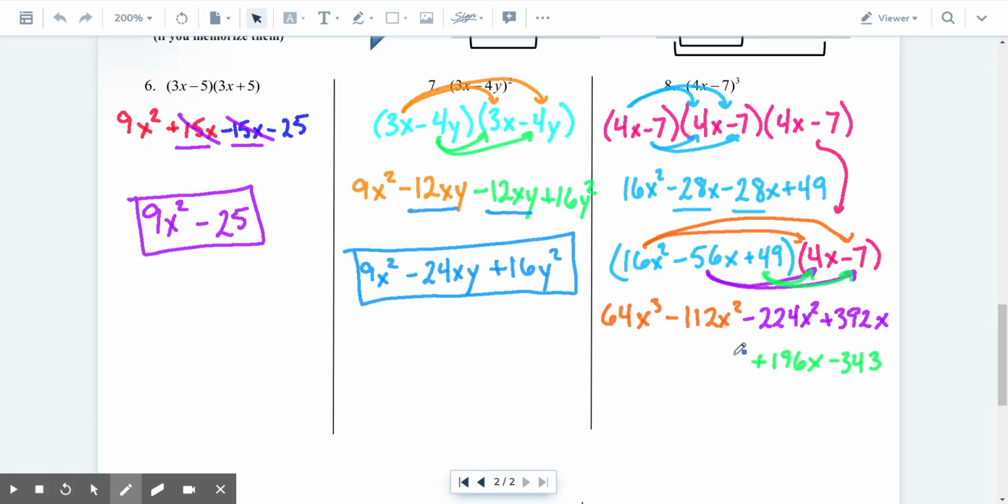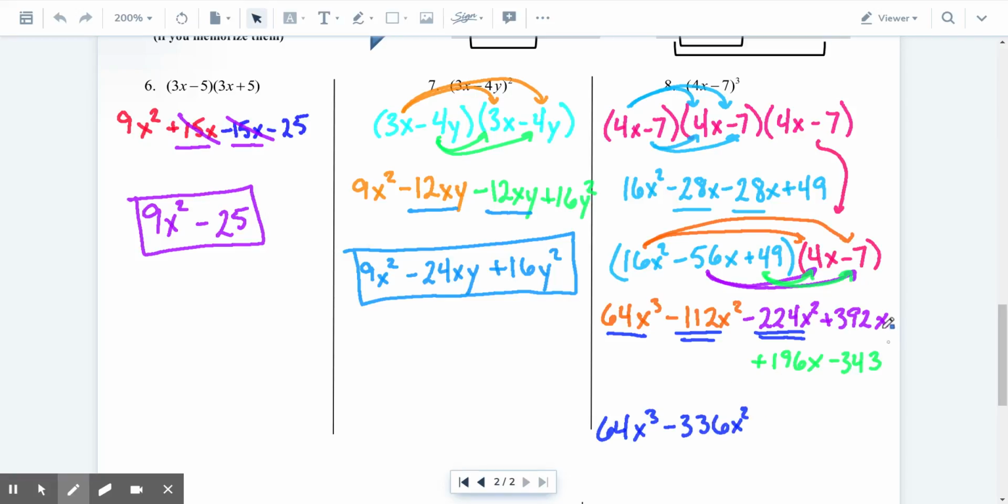So let's start with our highest exponent and work our way down. We have x cubed here, x to the third, and I don't see any others. So that means our simplified result will have 64x to the third. And then we go to x squared. So we have minus 112x squared and minus 224x squared. That is going to be negative 336x squared.